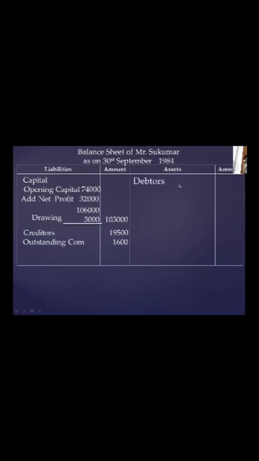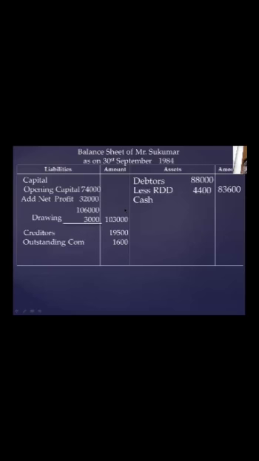Come to the asset side. Debtors, you take in the inner column, less RDD, 4,400, balance is 83,600. Next, cash. Cash balance from the cash book, 100. Bank balance from the bank account, 4,000 closing balance. Stock closing is 19,000. Plant and machinery, take in the inner column 20,000, less depreciation 4,000. Total balance is 16,000.